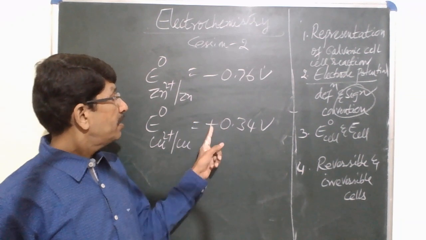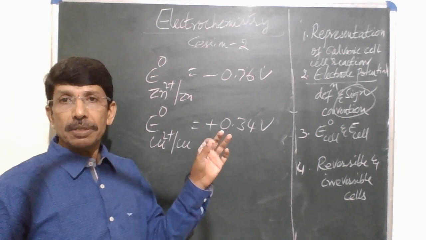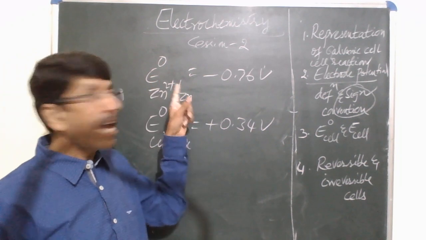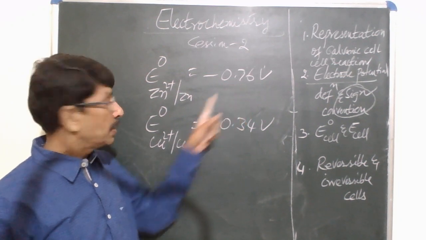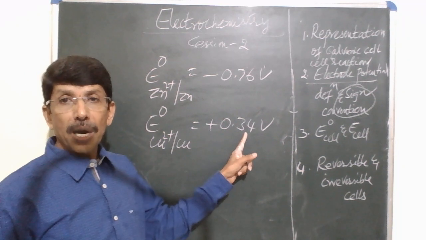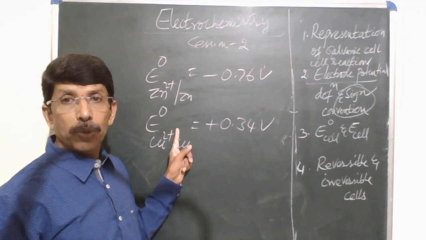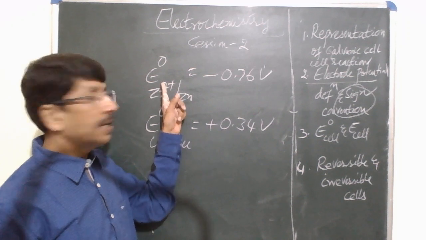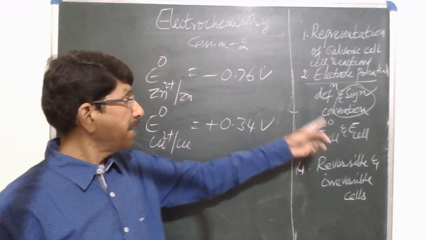So what does this sign indicate? The standard reduction potential. I simply say standard electrode potential of zinc is minus 0.76 volts. Standard copper electrode potential is 0.34 volts. So why does the standard potential of copper have a positive sign, and why does the standard potential of zinc have a negative sign? So this is sign convention.